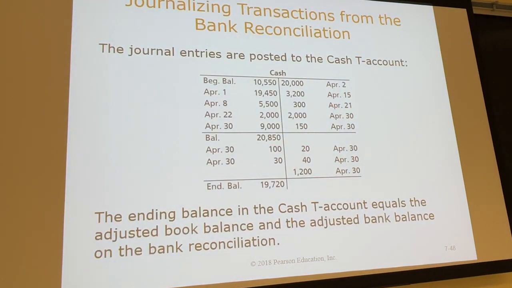So now that we've posted the journal entries to the cash T account, the ending balance for our cash T account is going to be $19,720. And that will be exactly the same as the adjusted balance that was shown at the bottom of our bank reconciliation. So this means that our books now reflect exactly what our bank reconciliation report reflects.